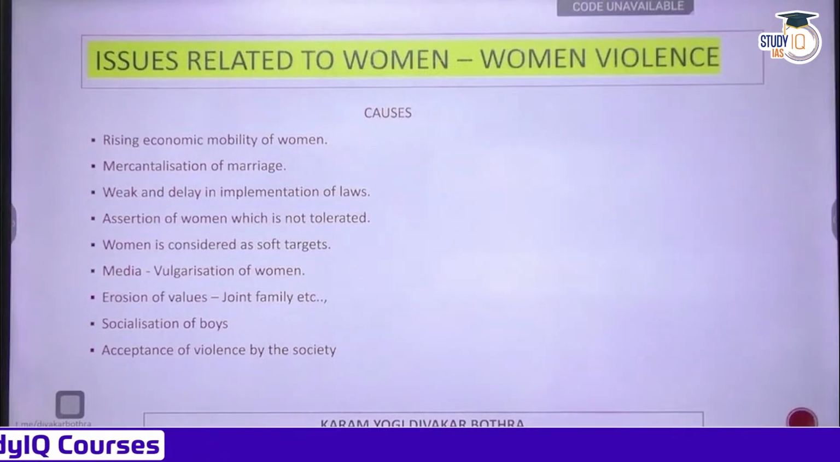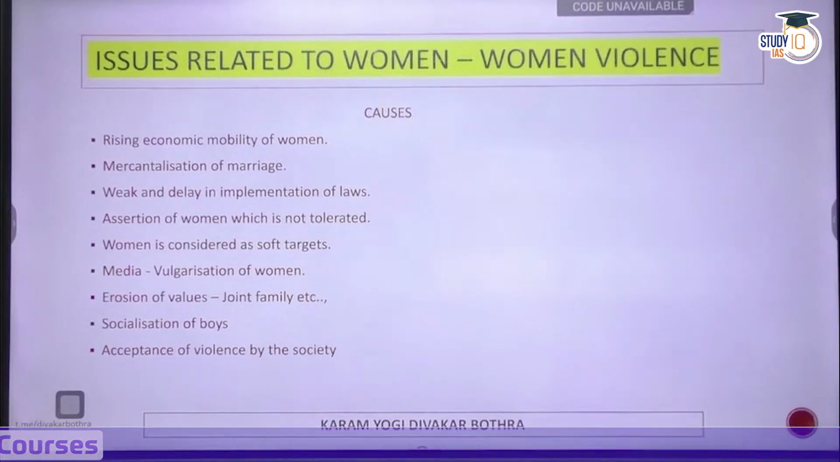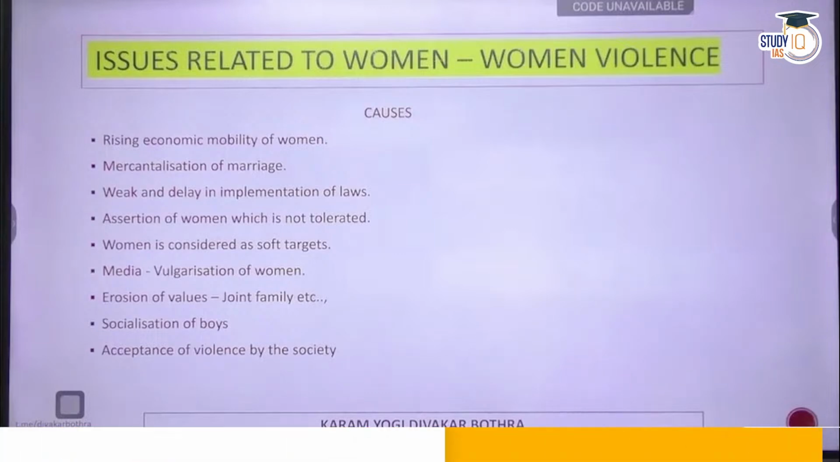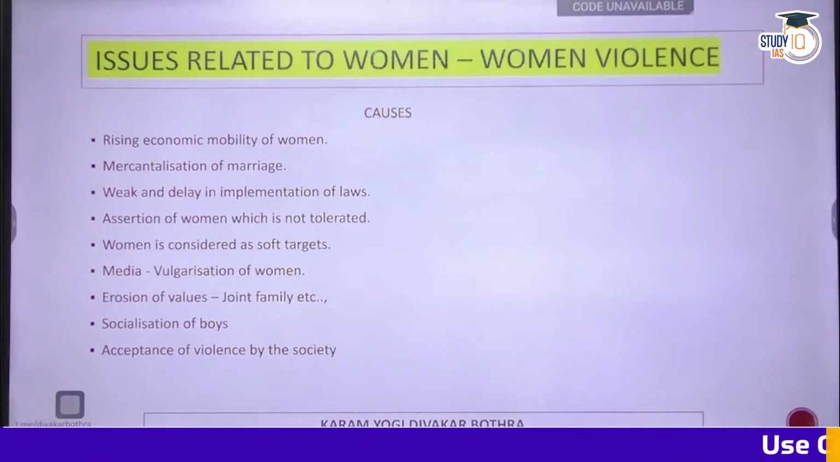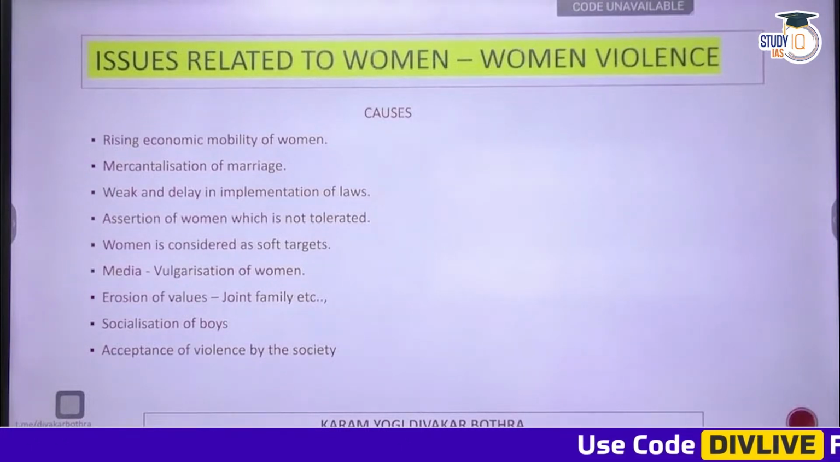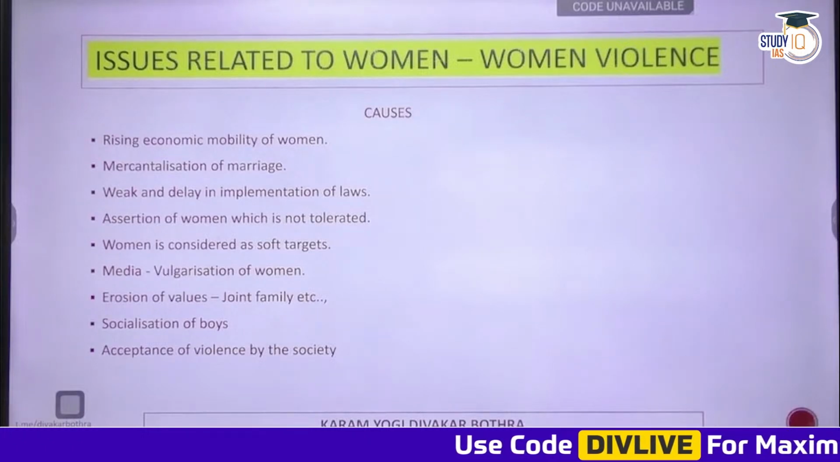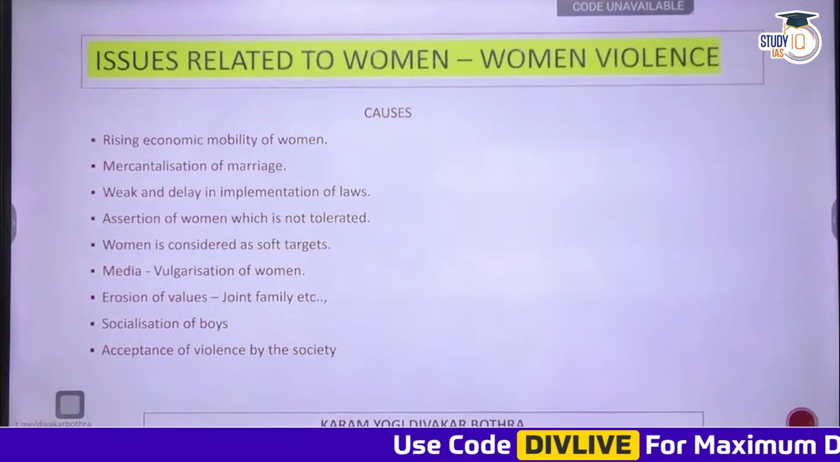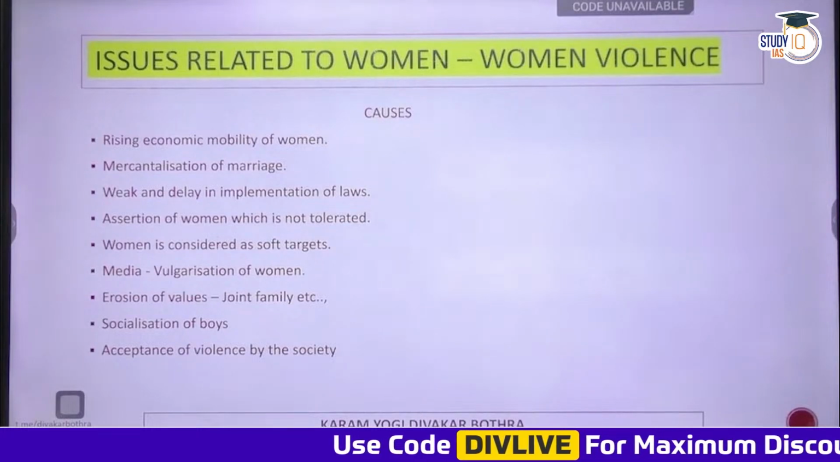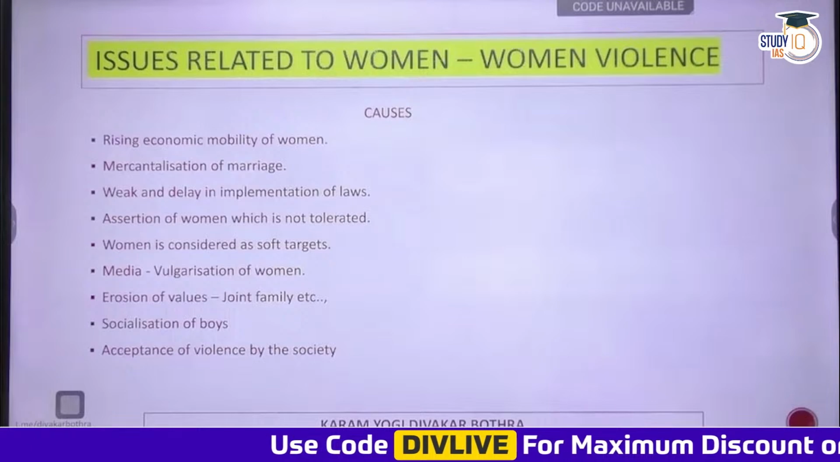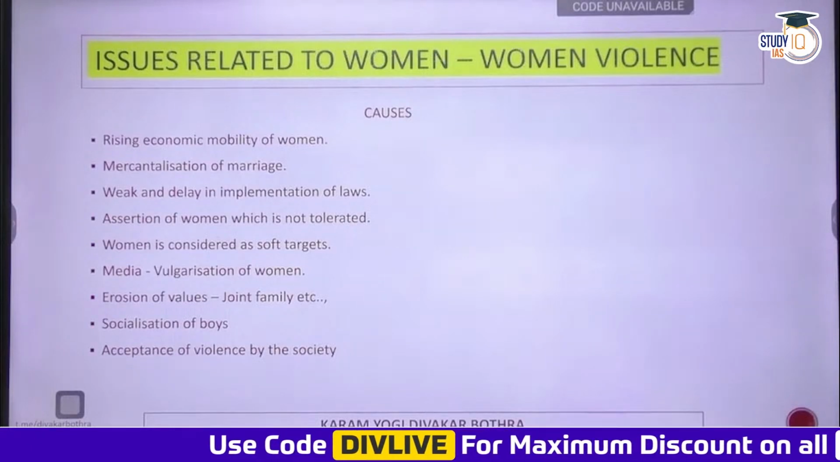Socialization of boys. One of the primary reasons which I really consider is that violence against women is also the result of the very socialization of boys, the way in which they are socialized. Boys are always socialized in a manner that, okay, they are masculine, they have to assert, and as a result, over a period of time, they even assert on their respective wives, sisters, or mothers.